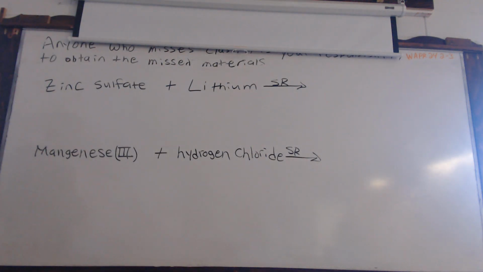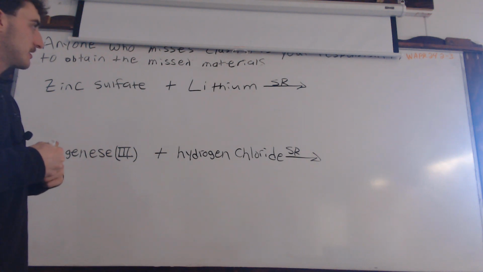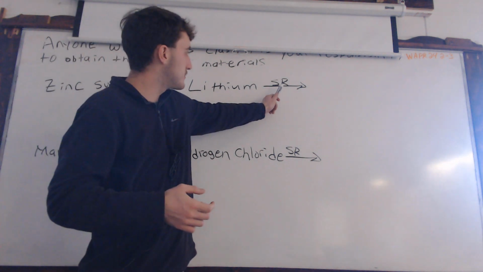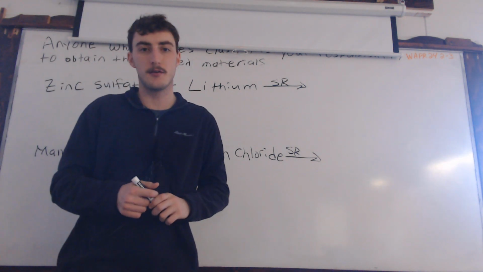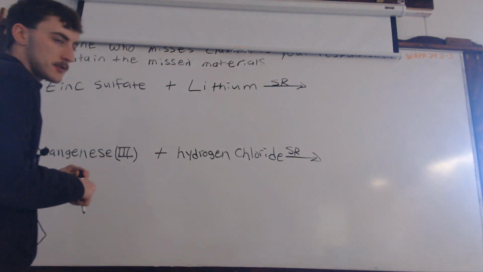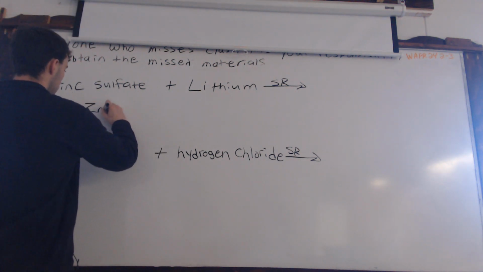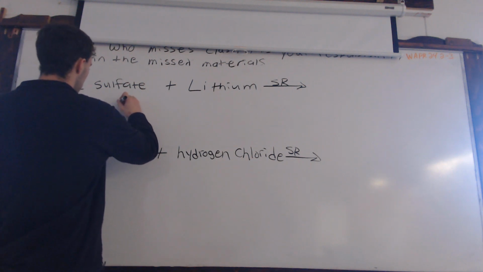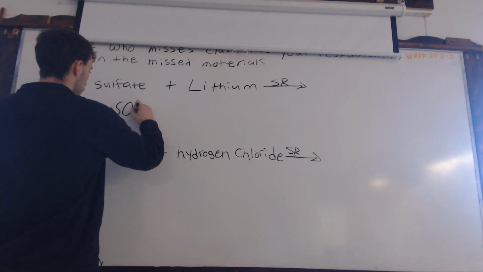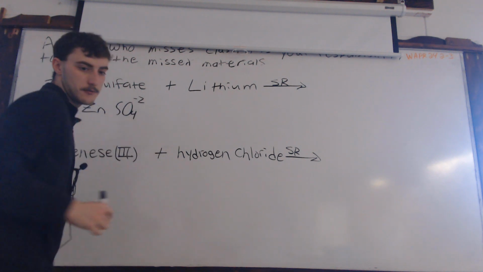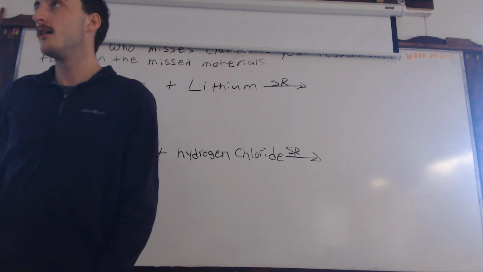Yes. All right, so for our first problem, we have zinc sulfate plus lithium equals, well, we don't know. But it is a single replacement as designated above that arrow there. So let's start with our zinc sulfate. We're going to have zinc, which is Zn, and then we'll have a sulfate ion. Our sulfate ion we know is a -2.